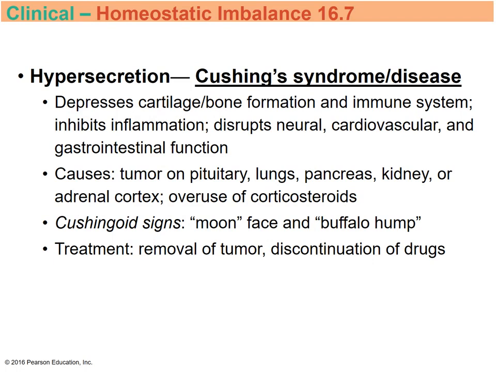If you have hypersecretion, too much, this is known as Cushing's disease or Cushing syndrome. It tends to have a decrease in blood and bone formation, cartilage formation. It will depress the immune system. It tends to inhibit the inflammatory response. It will have effects on the nervous system, cardiovascular system, and your gastrointestinal system.